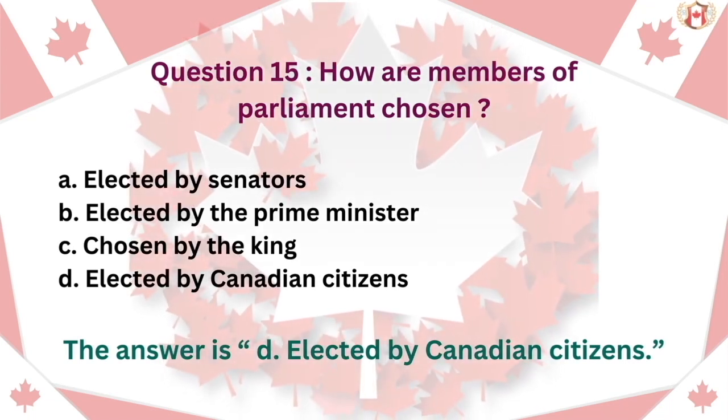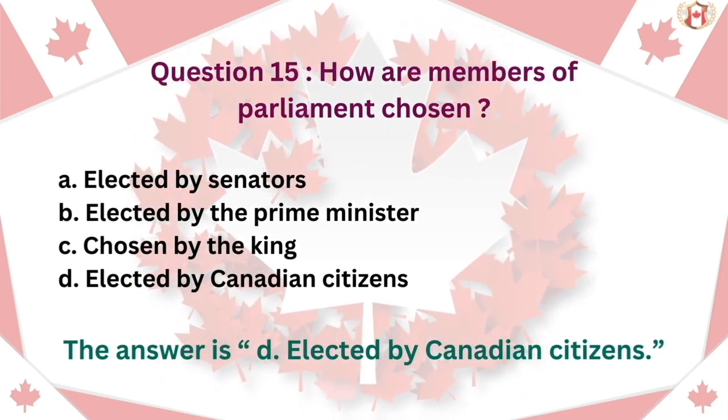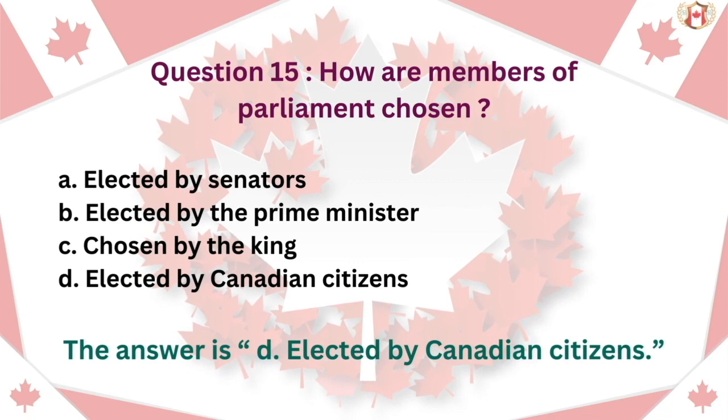Question 15. How are members of parliament chosen? A. Elected by senators. B. Elected by the Prime Minister. C. Chosen by the King. D. Elected by Canadian citizens. The answer is D. Elected by Canadian citizens.